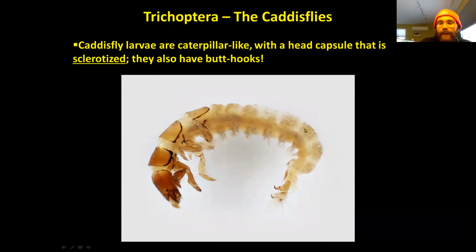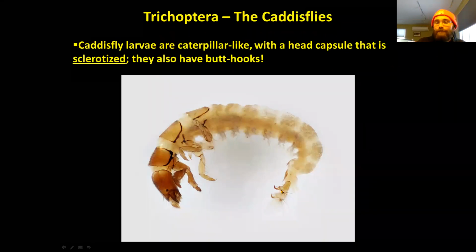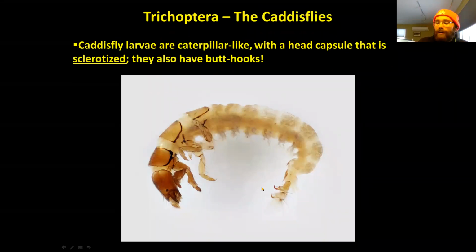And then their abdomen goes all the way down. One of their other key features is they have butt hooks. That's putting it as bluntly as possible. They use these butt hooks to hook onto surfaces such as rocks, so that they don't go flying downstream from the current.